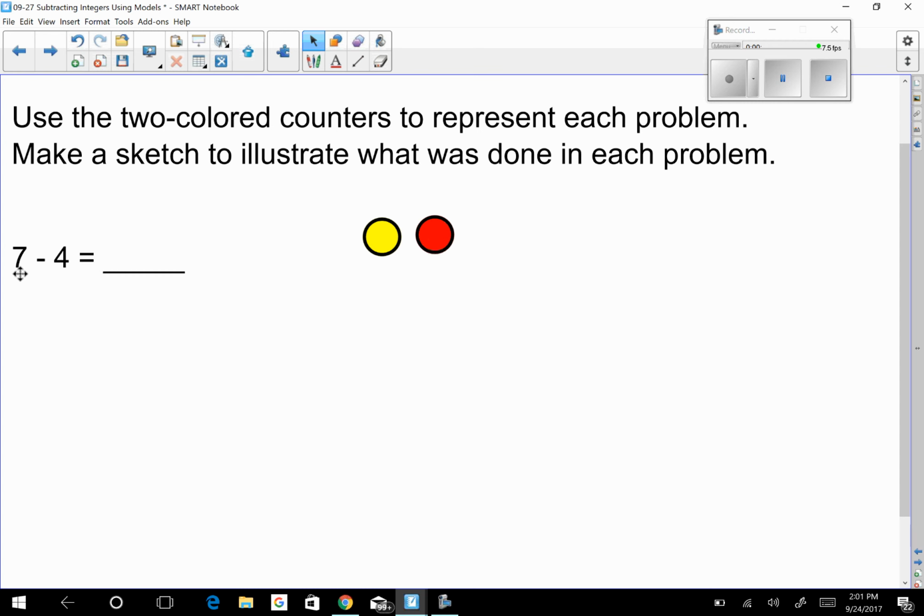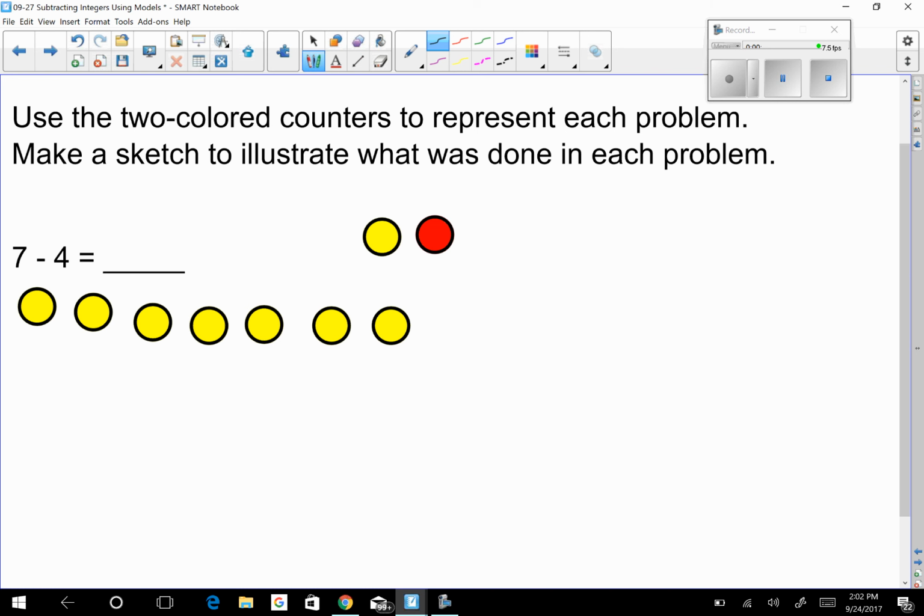We have positive 7 minus positive 4. So that means we got 7 positives. 1, 2, 3, 4, 5, 6, 7. So 7 positives. And now we need to take away 4 positives. So that means we're going to get rid of 1, 2, 3, 4. What do you have left? 3 positives. So 7 take away 4 positives gives you positive 3. So that was an easy one.